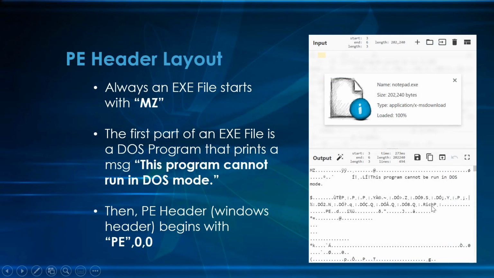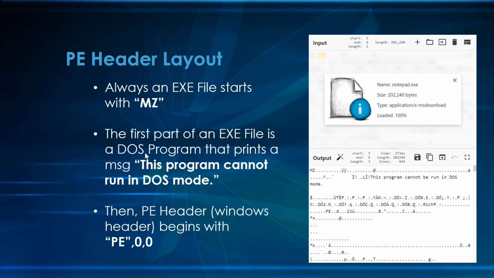So the PE header looks like this, or any executable file. When you open it in a hex editor, or any editor, it will look like this. It will start with MZ at the beginning, the first 2 bytes, then some random data, and then you see this text: This program cannot be run in DOS mode. And as you see, any application starts with a small DOS application that prints this text: This program cannot be run in DOS mode.